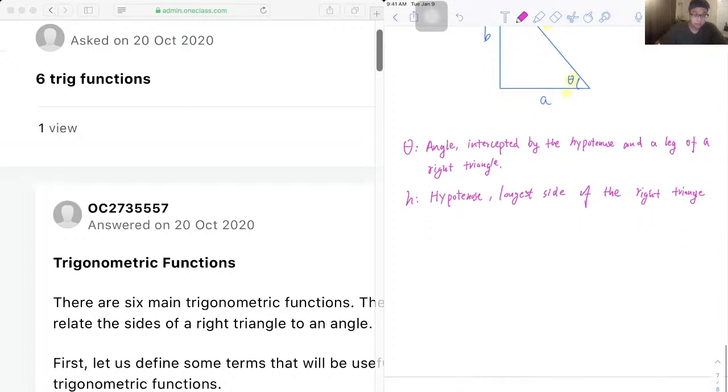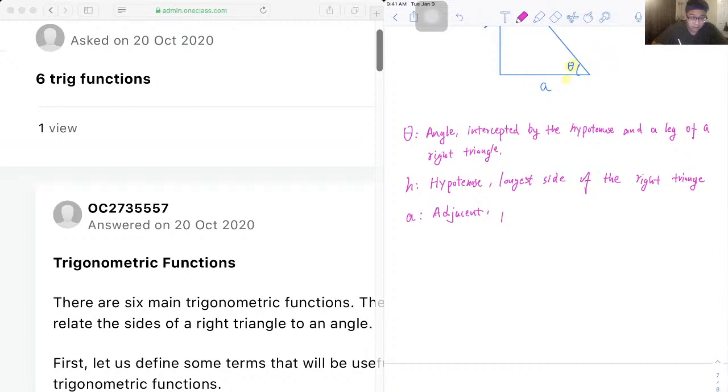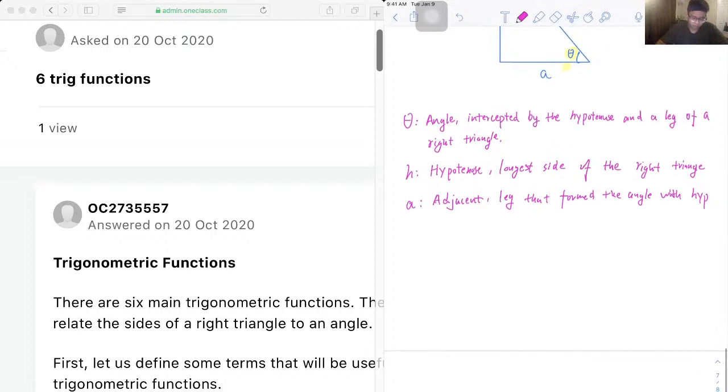Okay, and coming up, we have our A, which is our adjacent, in this case, the adjacent. Yep. So this is a leg that forms the angle with the hypotenuse. I'll just write HYP as a short form of hypotenuse.